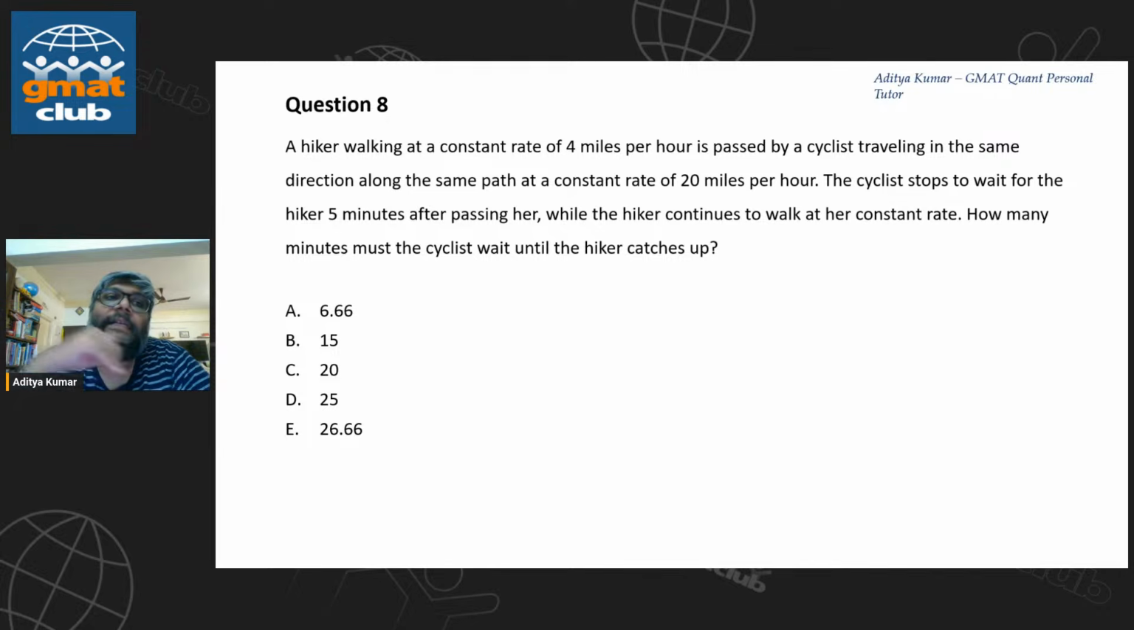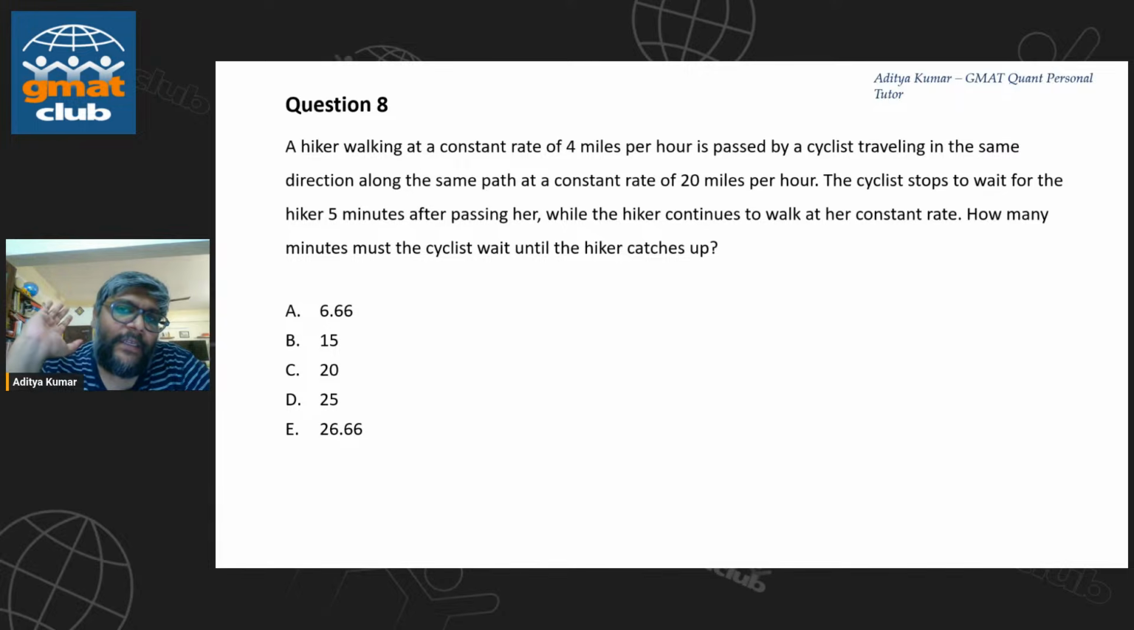A hiker walking at a constant rate of 4 miles per hour is passed by a cyclist traveling in the same direction along the same path at a constant rate of 20 miles per hour. So I'm imagining a scenario. I'm the hiker, I'm walking in the woods at the rate of 4 miles per hour, and suddenly a cyclist passes me, traveling at a rate of 20 miles per hour. The cyclist stops to wait for the hiker 5 minutes after passing us. So let me visualize this.